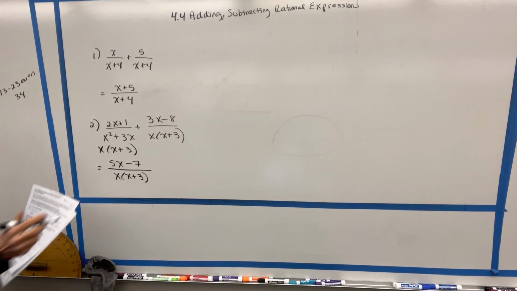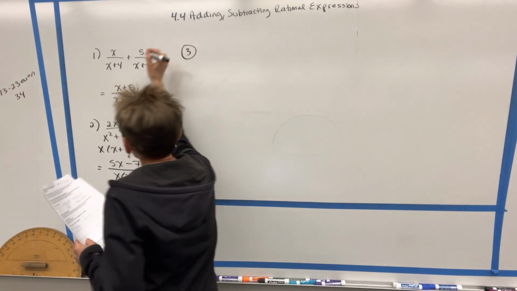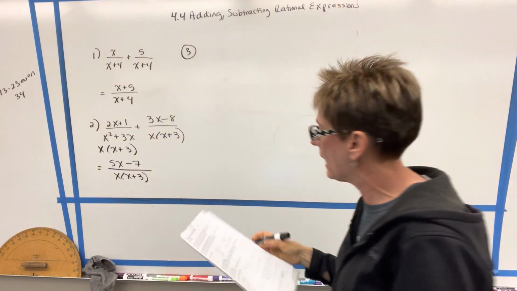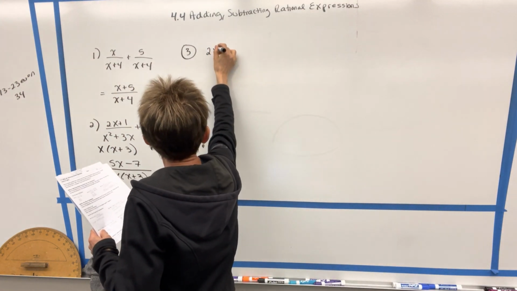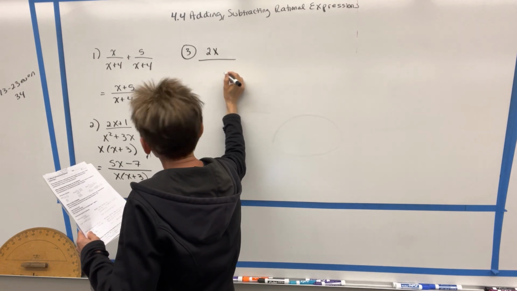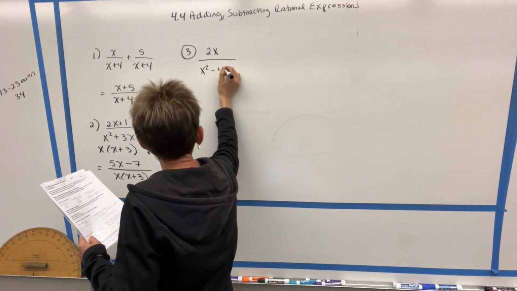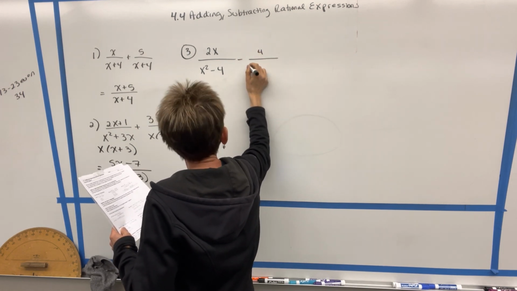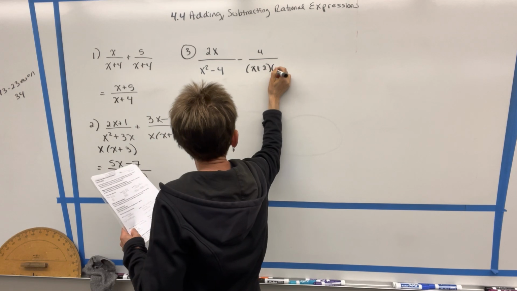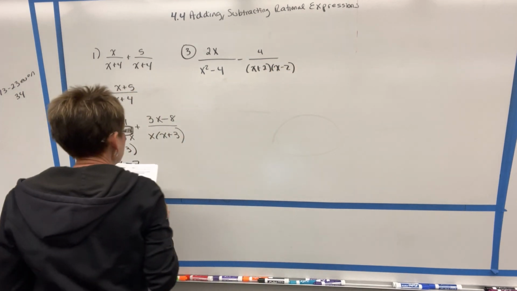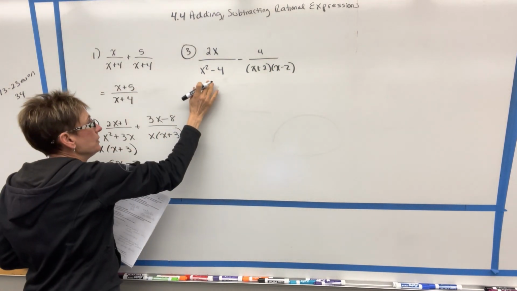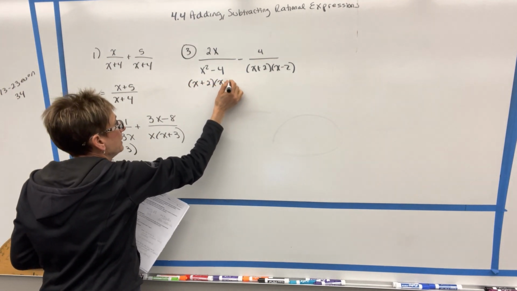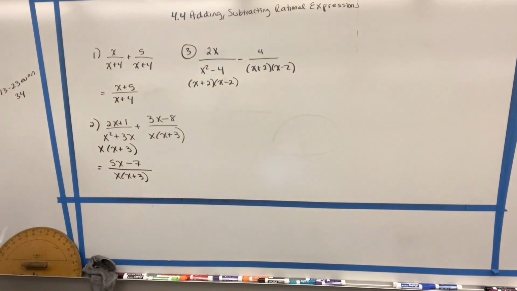Now, sometimes when you are adding rational expressions, you will end up needing to simplify after you add or subtract. Let me show you what that would look like. Let's say I have, for example, 2x over x squared minus 4 minus 4 over x plus 2 times x minus 2. Now, if we go ahead and factor this denominator here, we can see this is a difference of squares, and it can be rewritten as x plus 2 times x minus 2.